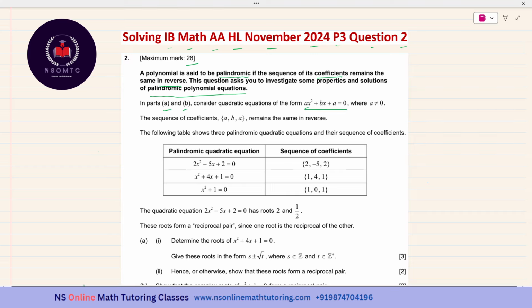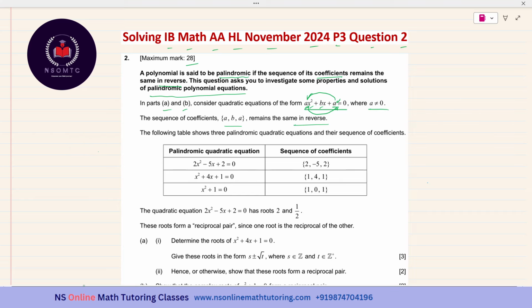See, the coefficients are a, b, and a, and if you reverse the coefficients, it will still be the same. This constant term a will become the coefficient of x squared, and the coefficient of x squared will become the constant term. But because both of them are a, the polynomial practically stays as before, and a is not equal to 0. The sequence of coefficients a, b, a remains the same in reverse.